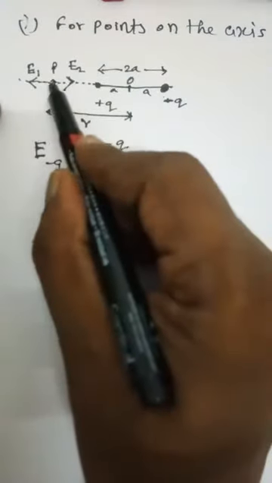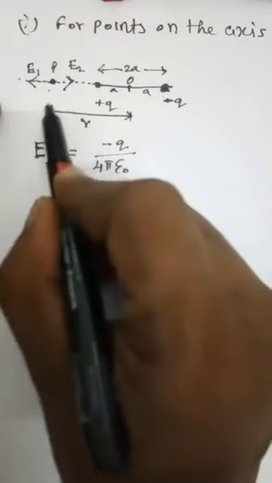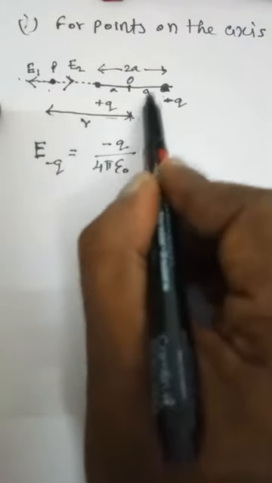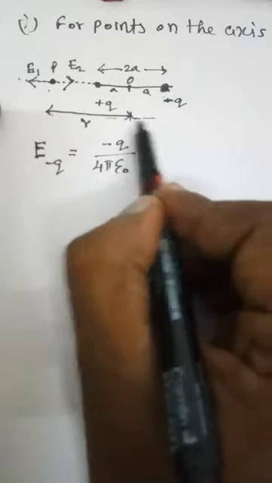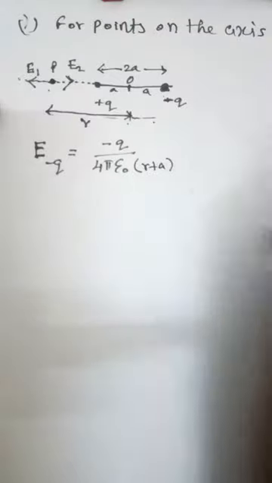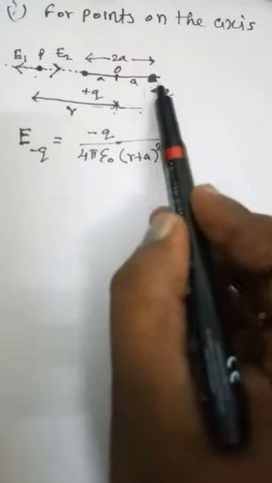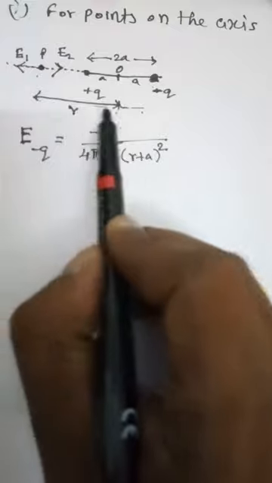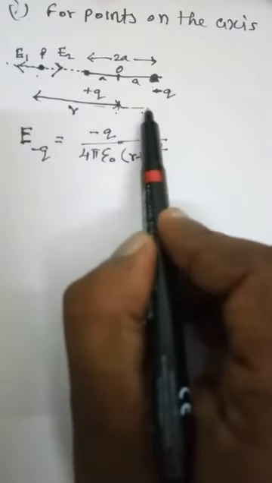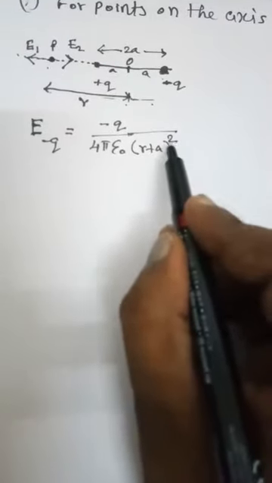From P to q, how much distance do you see? Up to here r, and then here a. This distance is a. So we can write r plus a. But in our formula it's squared. So the distance from q to P is r, then here a distance, so the total value is r plus a. According to the formula, the square will come, so that is r plus a whole square.